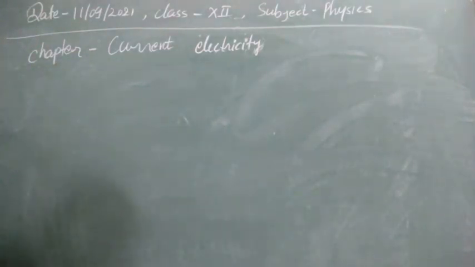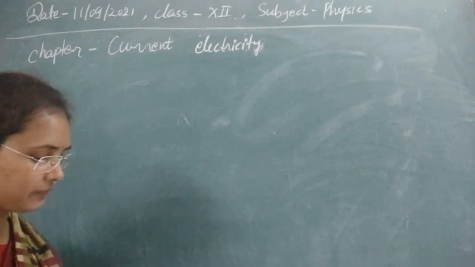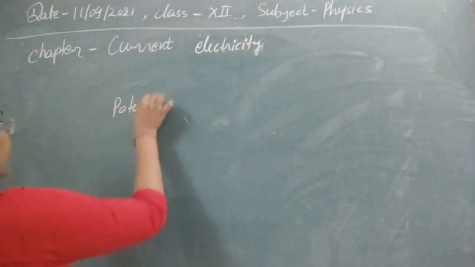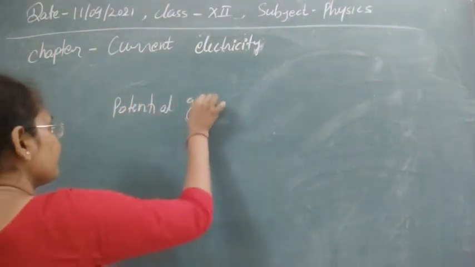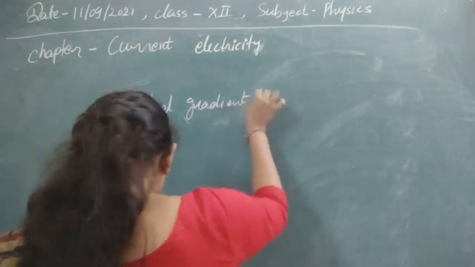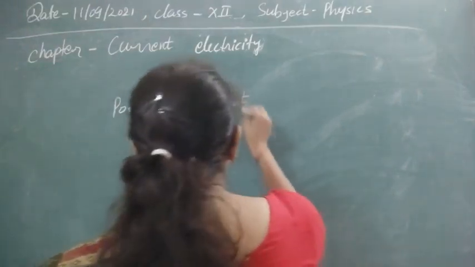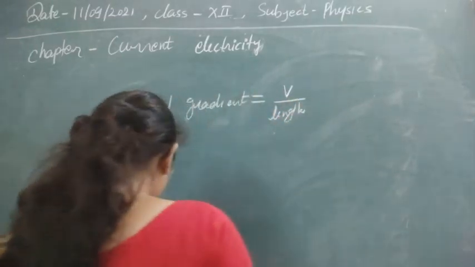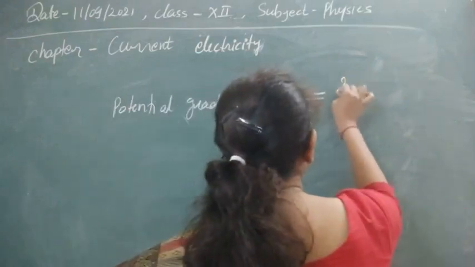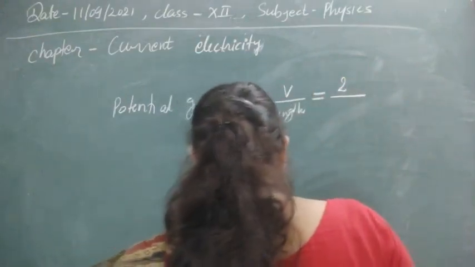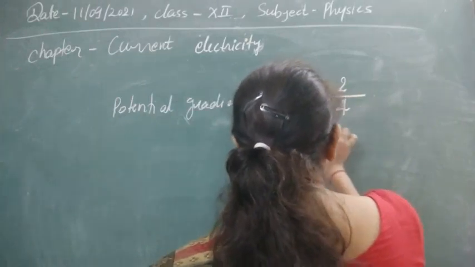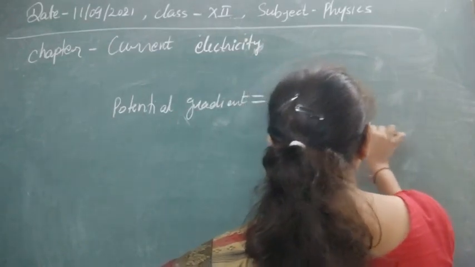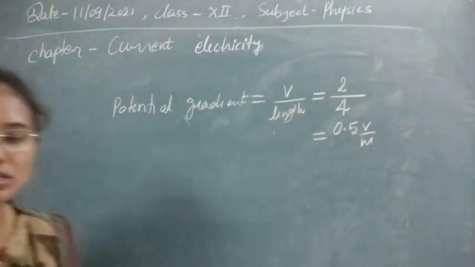Then we have to find out the potential gradient exactly. Potential difference per unit length, you know, is known as potential gradient. So the potential gradient is equal to potential per unit length of the wire, and the potential is given here, that is equal to the EMF of the battery, 2 volt, and the length of the wire is given, 4 meter. If you solve, then the potential gradient is obtained as 0.5 volt per meter. So this is the answer of our question.